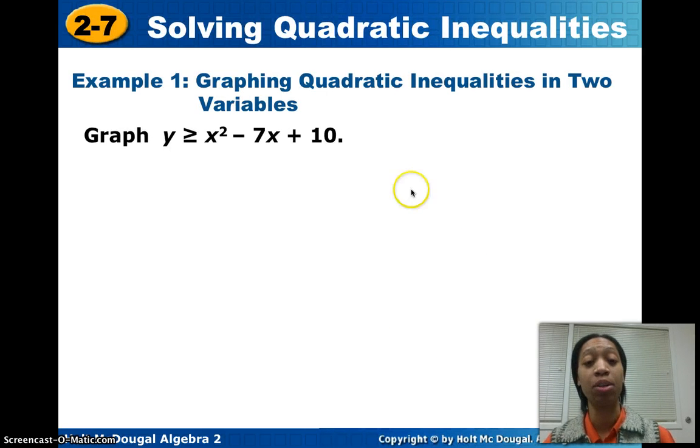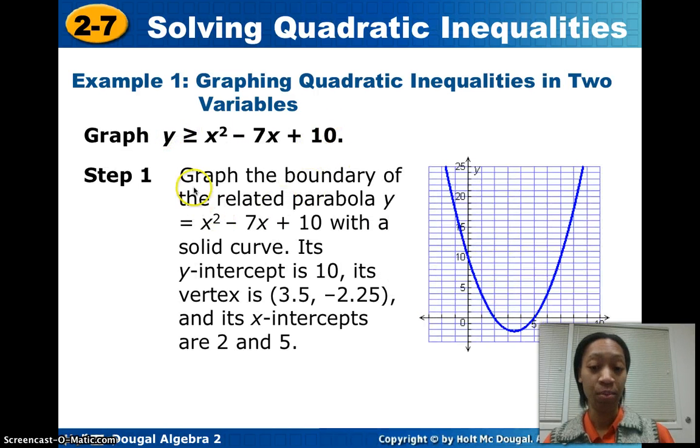So let's do an example of this. Graphing inequalities in two variables. Here, let's see if we can graph this function. So first we're going to have to graph the boundary, and when we get ready to graph this, we can see from the function here that the y-intercept is 10, and I used a calculator to graph this, and I got the vertex, and I also got the x-intercepts by factoring, so 2 and 5. So here's the parabola as we graphed it.